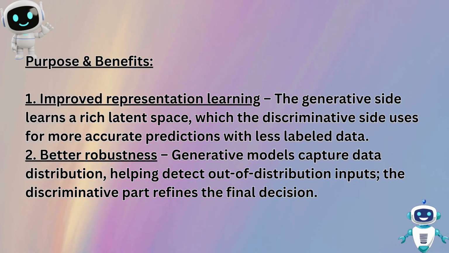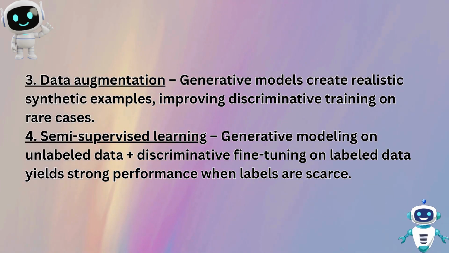2. Better robustness. Generative models capture data distribution, helping detect out-of-distribution inputs. The discriminative part refines the final decision. 3. Data augmentation. Generative models create realistic synthetic examples, improving discriminative training on rare cases. 4. Semi-supervised learning. Generative modeling on unlabeled data plus discriminative fine-tuning on labeled data yields strong performance when labels are scarce.